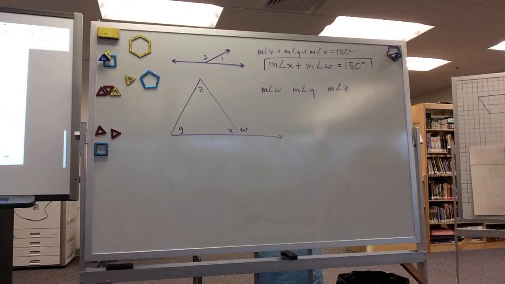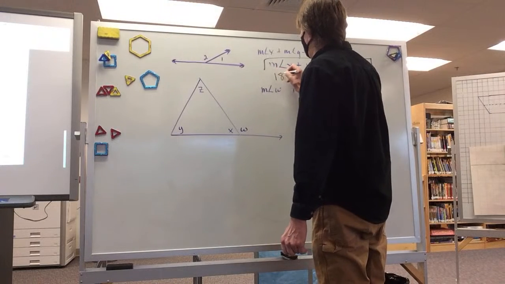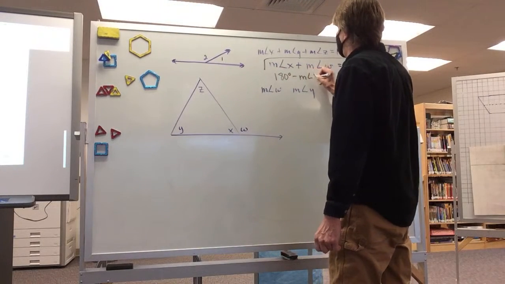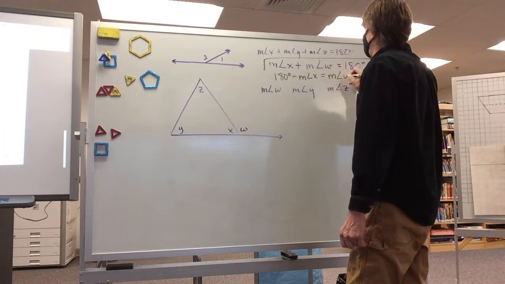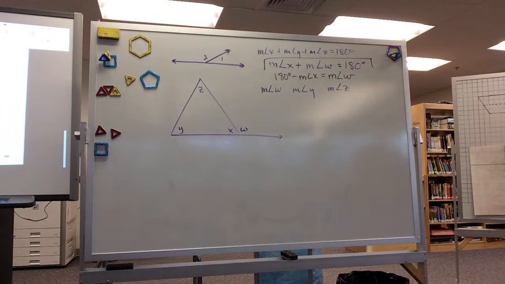I think we might change it, meaning like, I would do 180 minus the measure of x equals the measure of w. Like that. 180 minus the measure of angle x equals the measure of angle w. Is that true? Yes. All right, cool. There's a different way of expressing the same relationship. So we really only know two things, right? But if we look at them differently, maybe that helps.